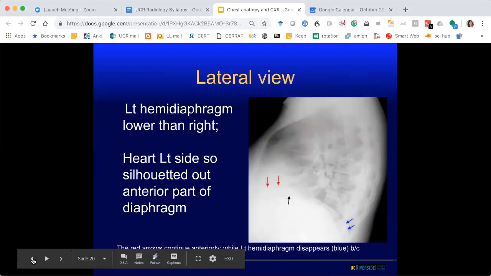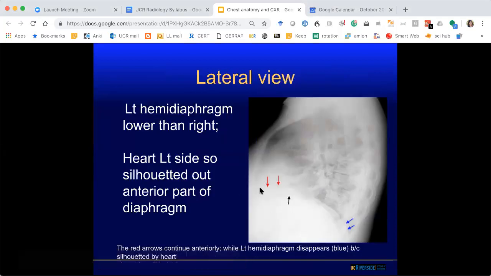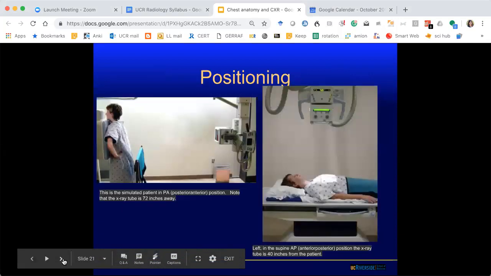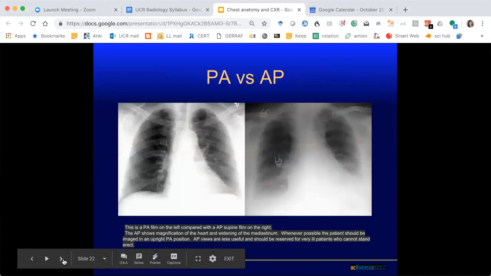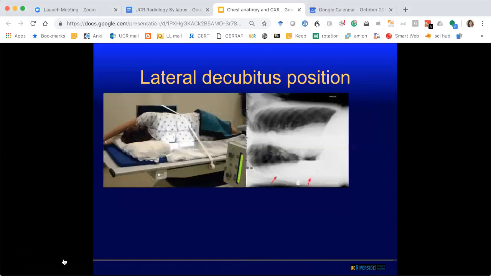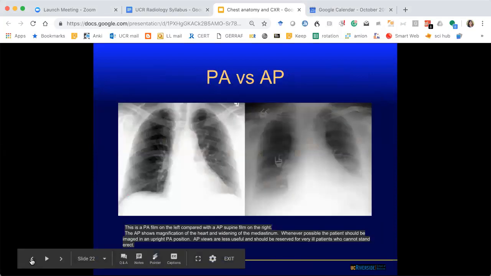As I mentioned, typically we have the frontal as well, so it's less of an issue, but it's just to make a point about how abnormalities can silhouette out the adjacent structures.